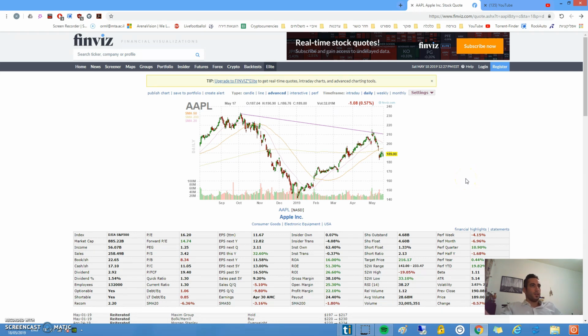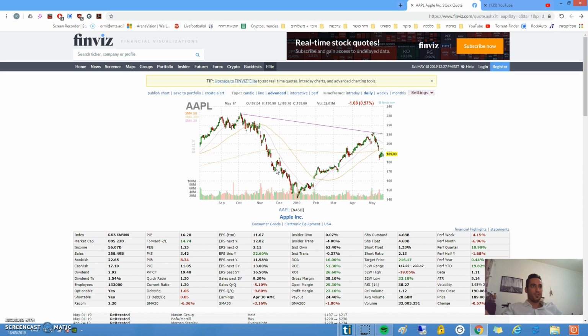What is short selling? Short selling is to sell a stock before you actually own it, by borrowing from your broker a certain amount of stocks, let's say 100 shares of Apple for this example, and then you sell it. Okay, you sell the stock, and if the stock is going down, you can buy it at a lower price.